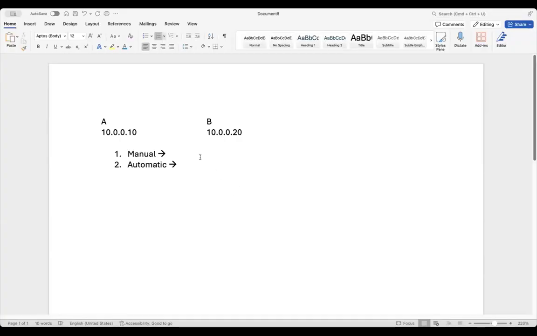Okay. So manual configuration may look simple, but you need to have the admin rights as a user of the machine. If you have the admin rights, only then you will be able to modify those IP addresses and all. But when it comes to automatic, it is going to be simple. All you have to do is choose the automatic IP address configuration.